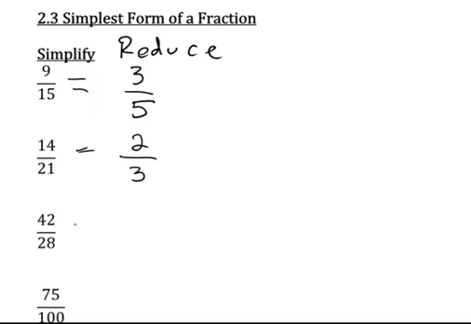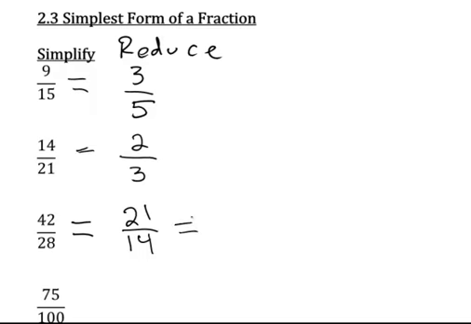Now, for the next problem here, remember, this is what we call an improper fraction because my number on the top is bigger than my number on the bottom. Now, I might struggle here because my table isn't big enough to tell me what numbers go into both 42 and 28. But because 42 and 28 are both even, I know I can divide them both by 2. So 2 goes into 42 21 times. 2 goes into 28 14 times.